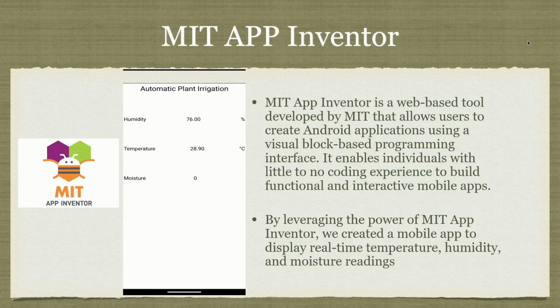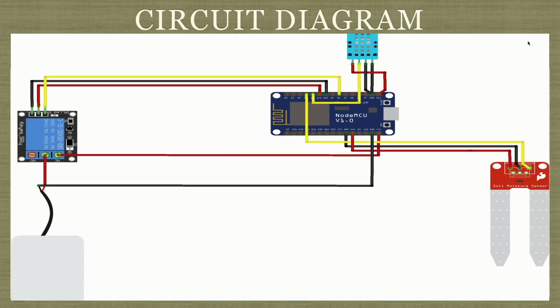Now, moving on to the MIT App Inventor, which we used to make our very user-friendly app, which could be used by farmers who do not have much technical experience or knowledge. It is a web-based tool developed by MIT that allows users to create Android applications using a visual block-based programming interface. Now, this is the circuit diagram for our project, and this is how we made the connections.